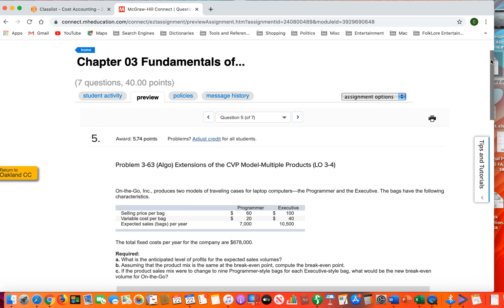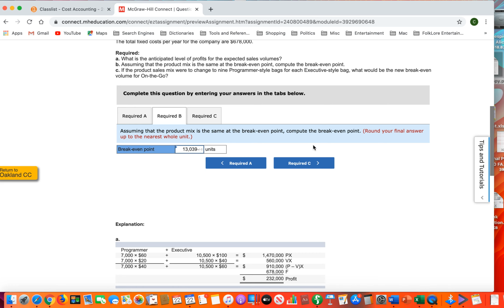And then you take 90% of the $40 contribution margin for the programmer, which is $36, and 10% times the $60 contribution margin per executive is $6. So 36 plus 6 is 42. That's your weighted average contribution margin. Then you take 678,000 and divide it by 42, and you get 16,143 bags. And there you go.